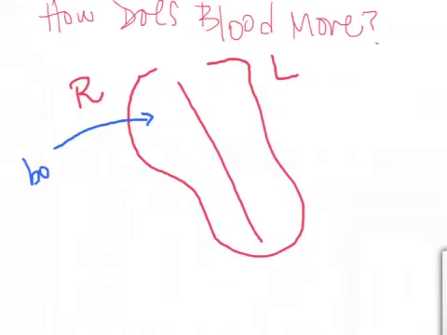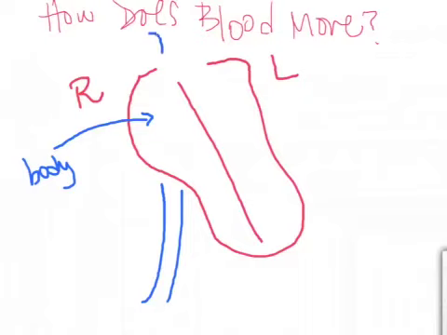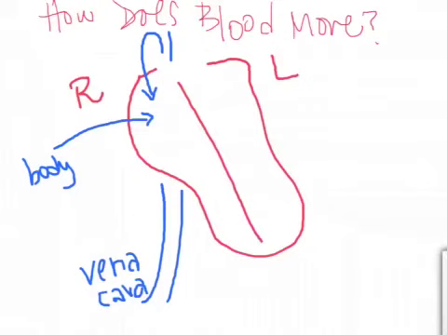So let's say that this blood is coming from maybe the arms and the legs, and there's a huge blood vessel that comes up the back side of the heart and then into the right atria. And this blood vessel is called the vena cava. And it is a gigantic blood vessel where all the other blood from the body pours into this one, and then it is returned to the right side of the heart.